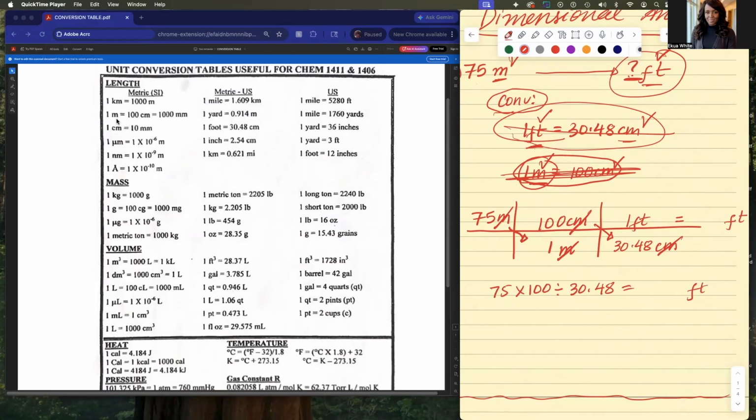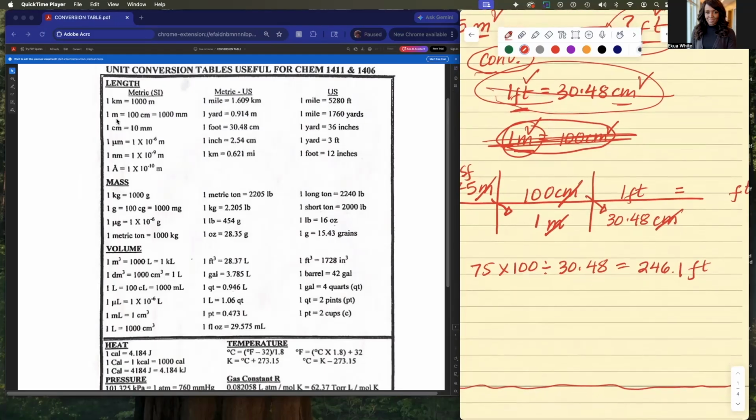So let's go ahead and work this out. 75 times 100 divided by 30.48. Multiply all numerator numbers on top, divide by all denominator numbers. So our answer is 246.1 feet. But since our given number was only two significant figures, you will round your final number to be two significant figures.